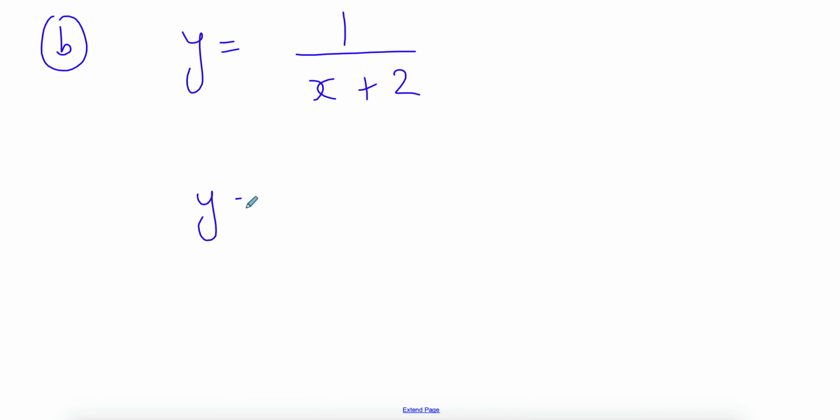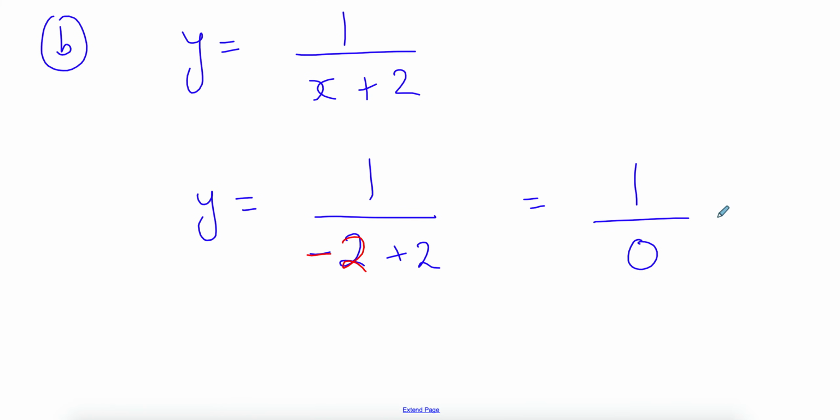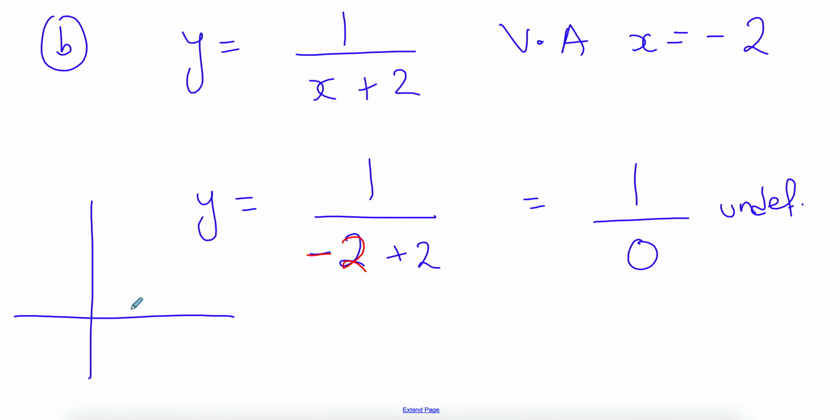So if I input -2 for the x, so let me do it in different colors, so -2, and then add 2, then I'm going to get 0. And that's going to be undefined. And so my vertical asymptote is actually x equals to -2. So if you're going to graph this, you'll notice at the graph exactly at -2, you're going to get that vertical asymptote.